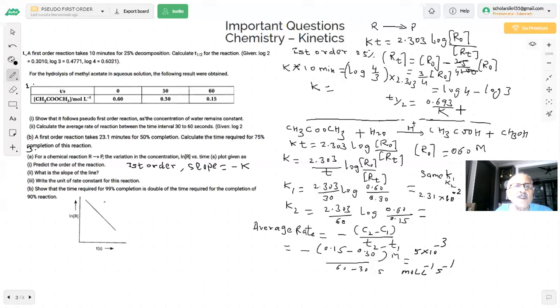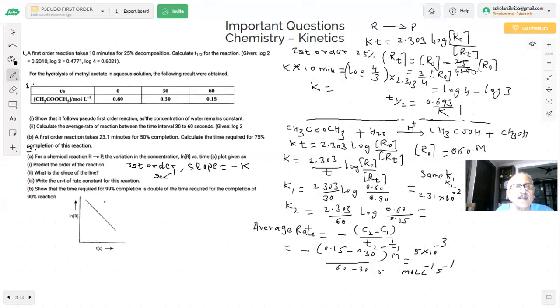Write the units for this reaction. What are the units of the first order reaction? Write the units of the first order reaction. Sir, per second. First order. You can check it out. I gave you a general formula. Per second. Yes, sir. So you are saying second inverse.